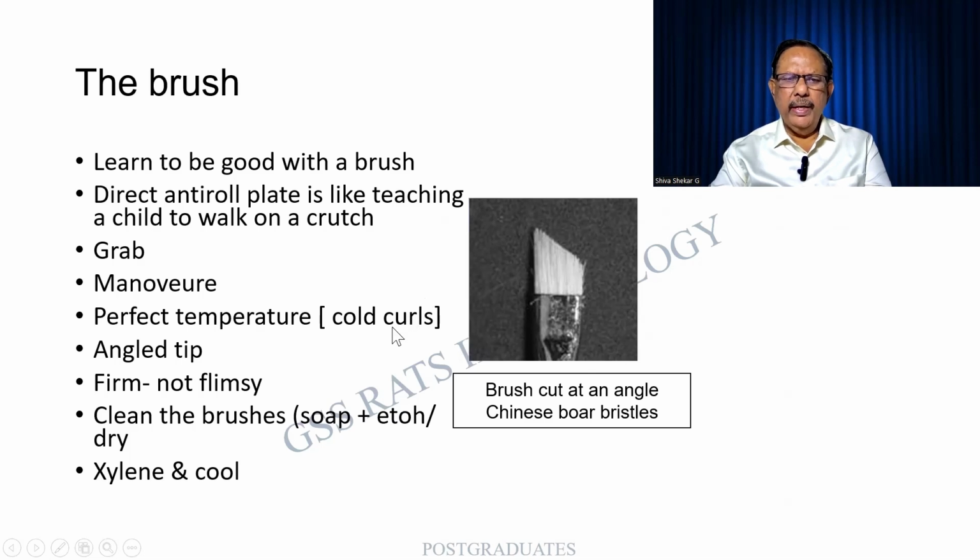Temperature has to be maintained to avoid the curls. And the tip has to be angulated. It can be firm but not flimsy. And the clean brushes are used with either soap or ethanol and later on with xylene and cool. So this is the Chinese boar bristle that has been used for making the brush for a cryostat.